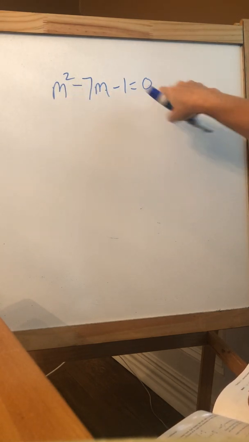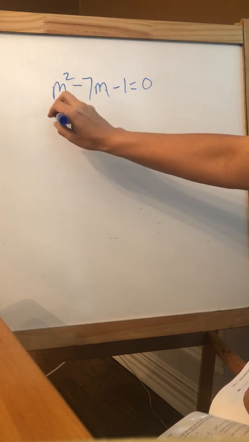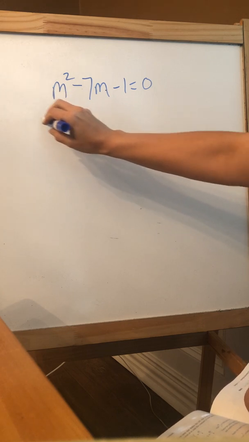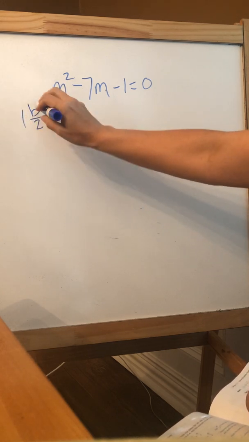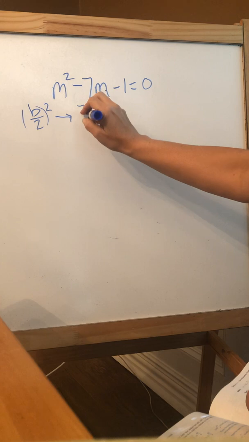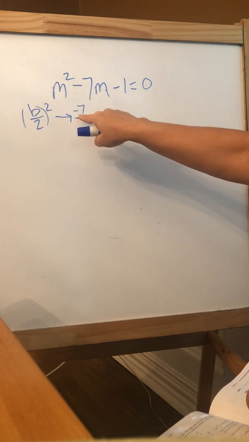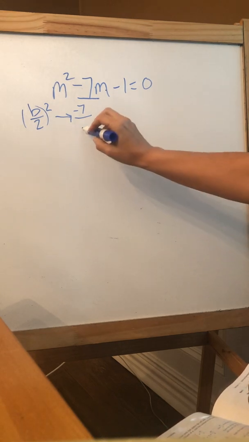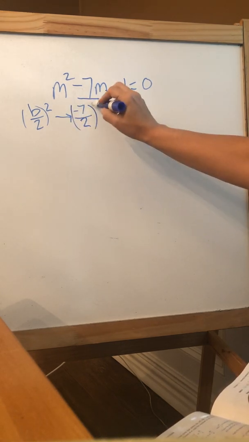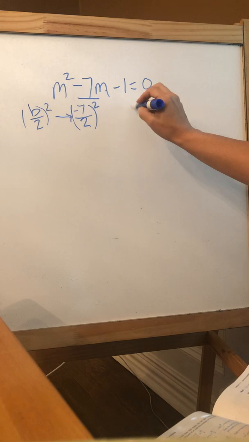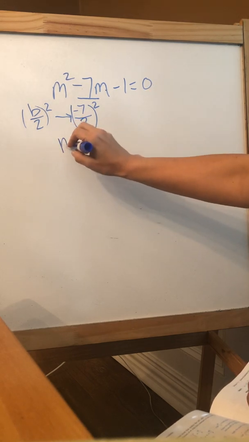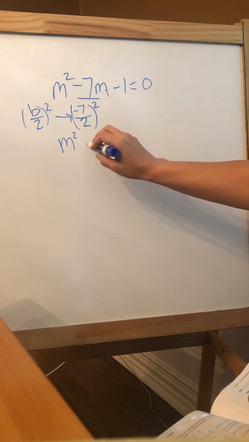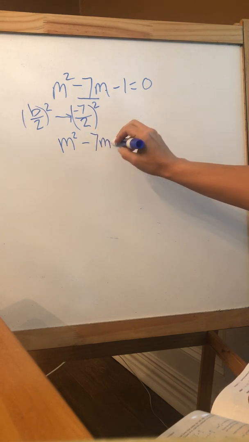So we're going to add 1 to both sides, and then we're going to find our new c value here. So we're going to say b divided by 2 squared. That's going to give us negative 7. This whole thing is b, negative 7, divided by 2 squared, and we're going to leave space here when we rewrite this. All right, so m squared minus 7m.